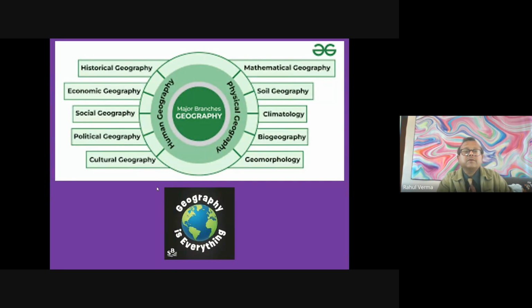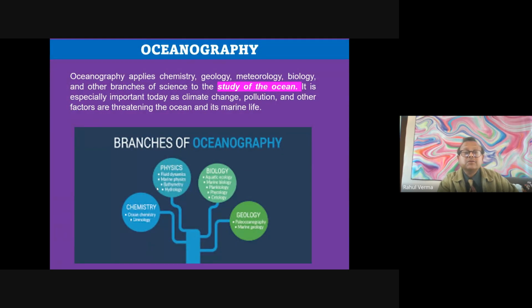So here is a view of different branches of geography. We have economic, social, political, cultural, biogeography, climatology, soil geography, mathematical geography. Oceanography is the study of the ocean. Here you can see chemistry, physics, biology, and geology. They are all combined in oceanography.